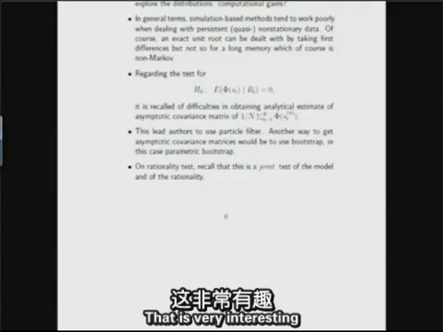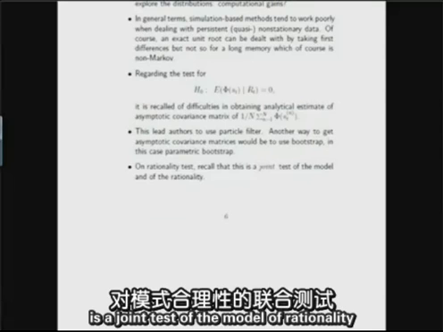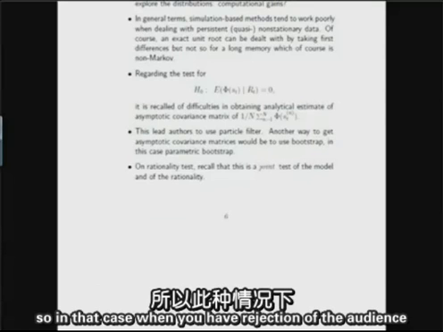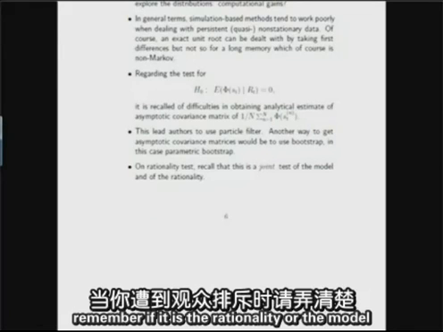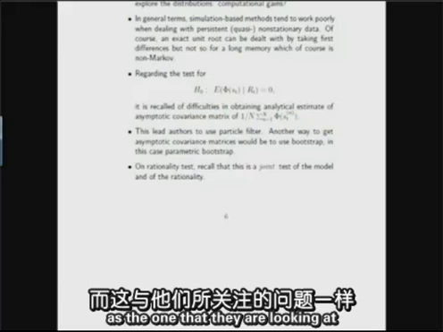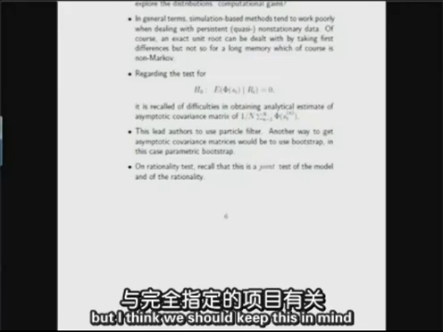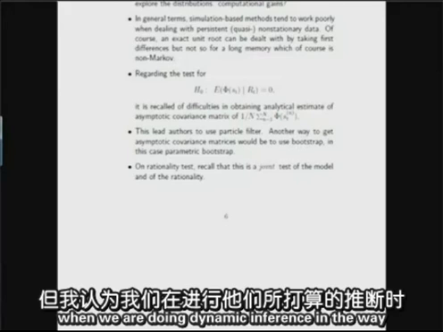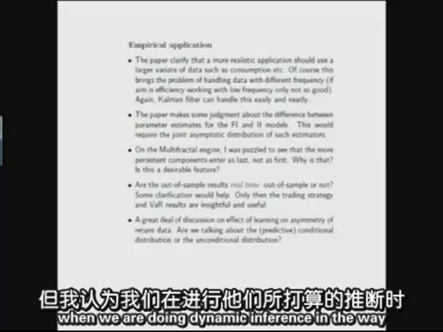The rationality test is very interesting, but remember, the rationality test is a joint test of the model and rationality. So, of course, when you have a rejection of the null, you have to remember: is it the rationality or is it the model? And again, this arises whenever I deal with a fully specified model, as the one they are looking at. But I think we should keep this in mind when we do dynamic inference in the way that they aim to do.